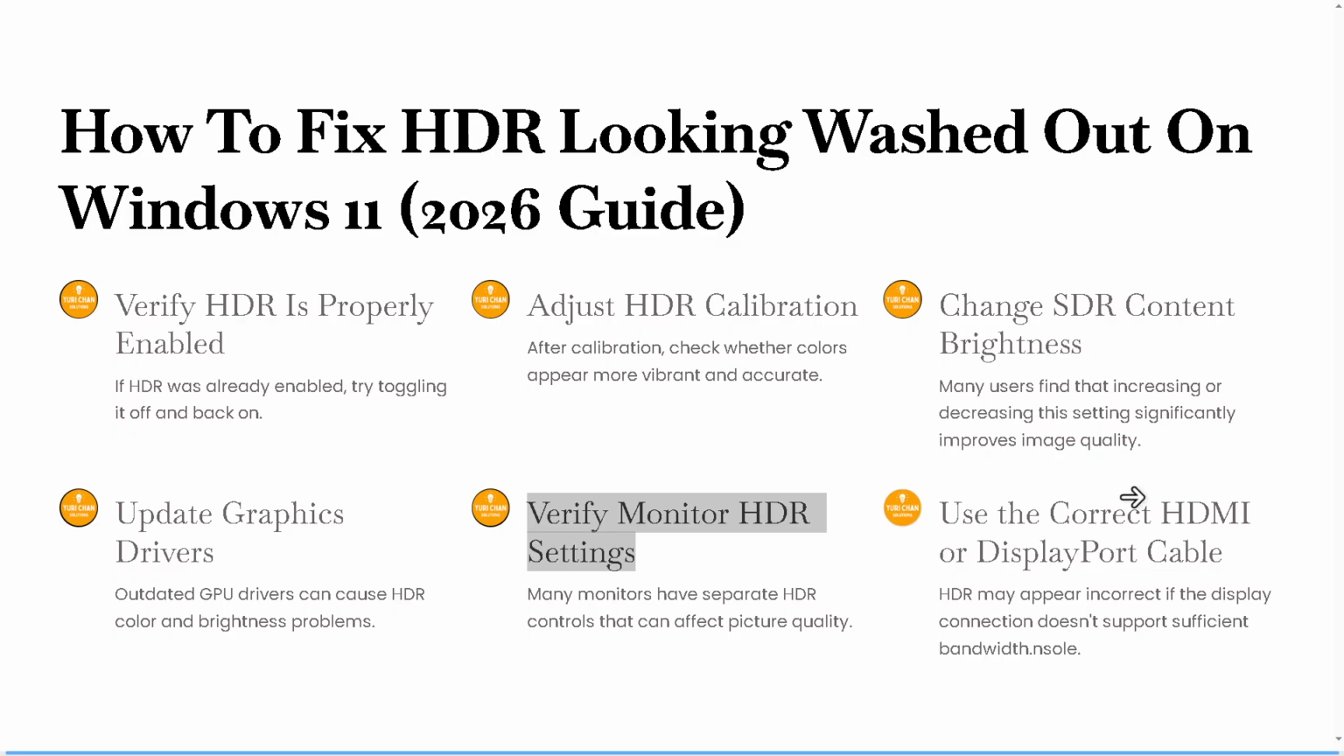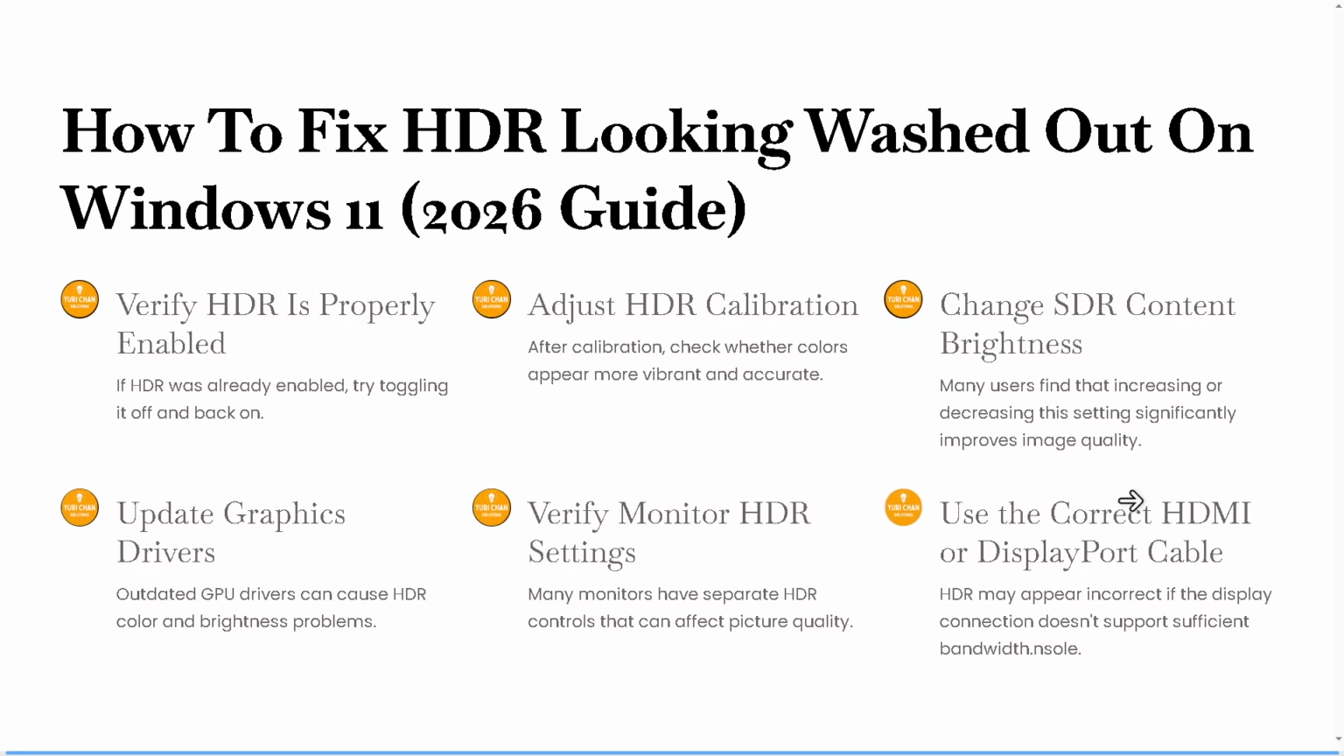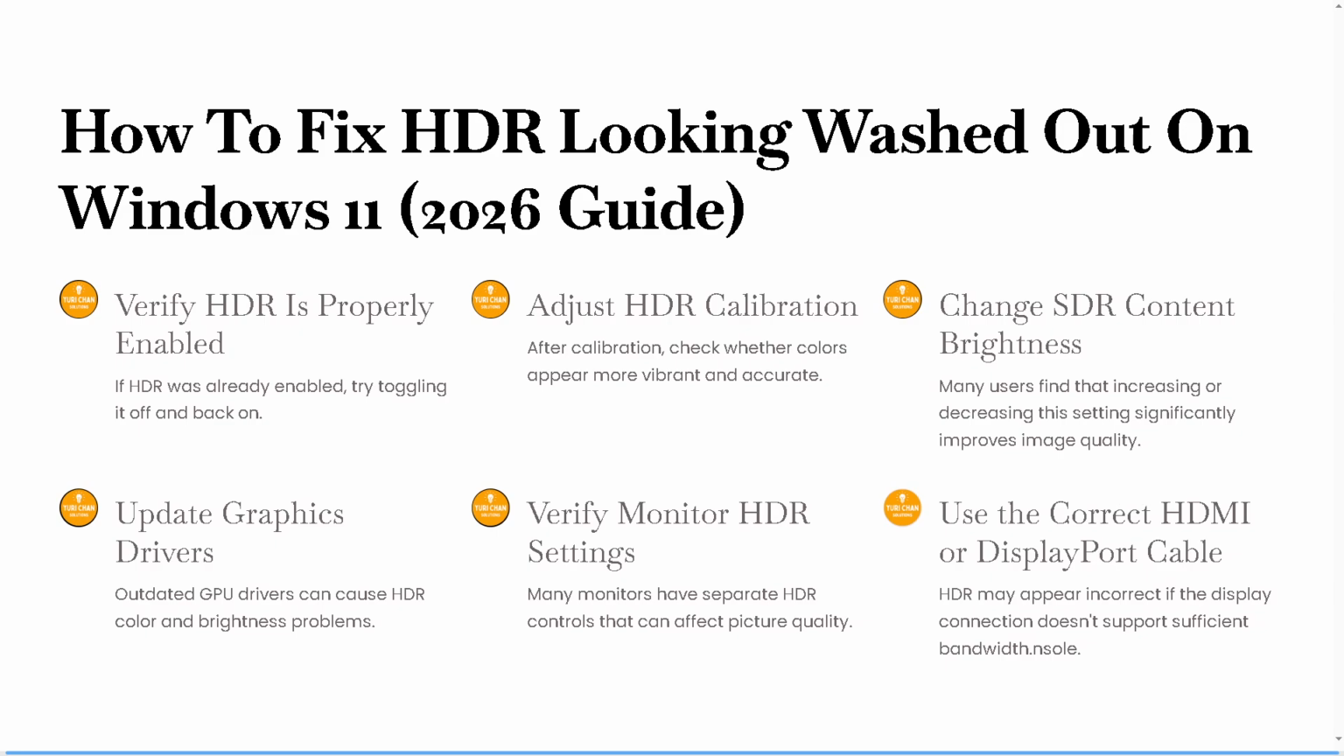Use the correct HDMI or DisplayPort cable. HDR may appear incorrect if the display connection doesn't support sufficient bandwidth. Use a certified HDMI 2.0, HDMI 2.1, DisplayPort 1.4 or newer cable. You need to avoid damaged or low quality cables and connect directly to the graphics card whenever possible.